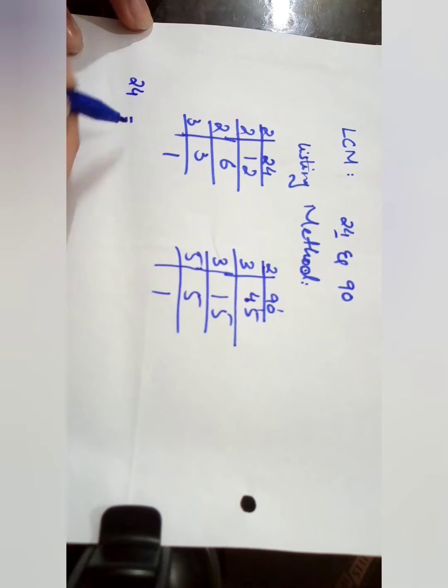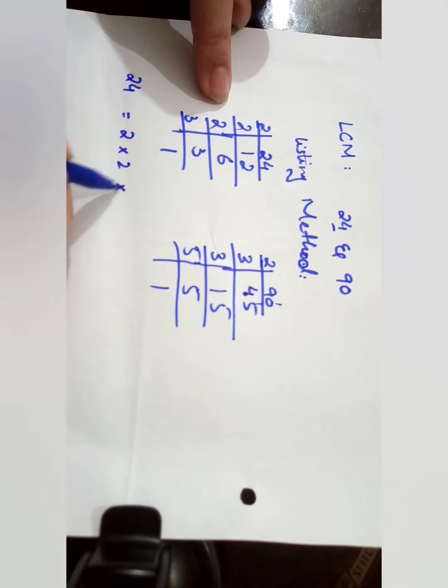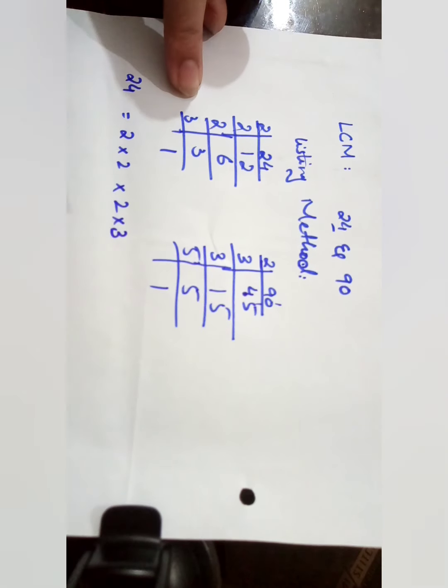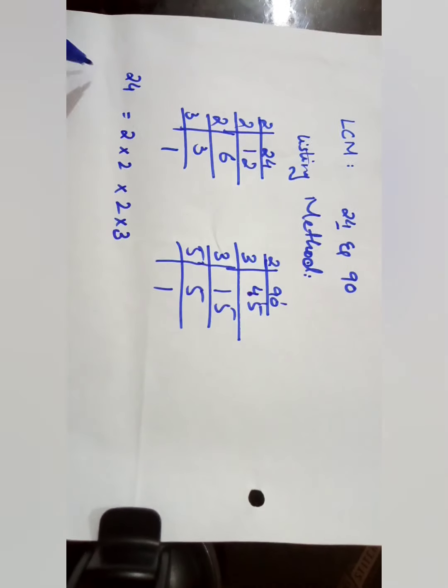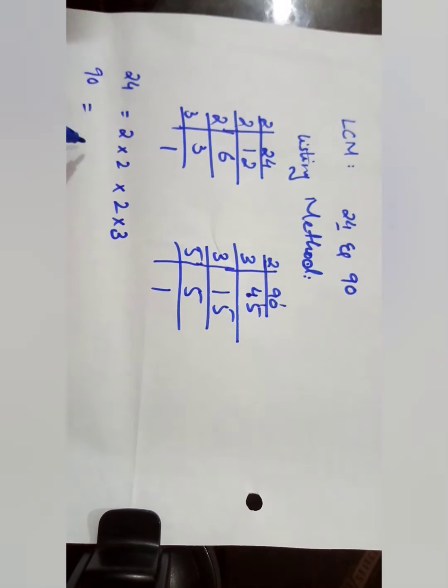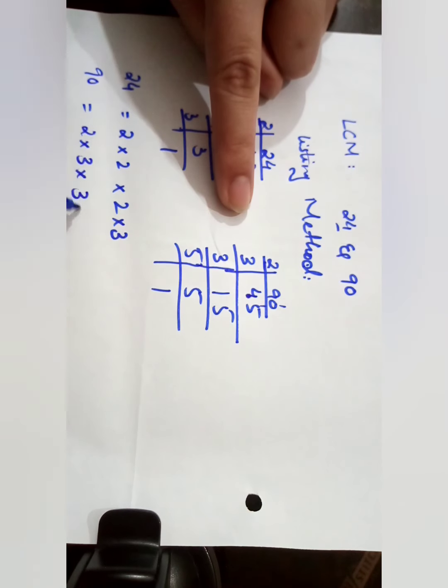So now we'll write down the factors of 24. 24 has the factors 2 multiplied by 2 multiplied by 2 multiplied by 3. We can also write these factors in the form of index notation. Now the factors of 90 are 2 multiplied by 3 multiplied by 3 multiplied by 5.